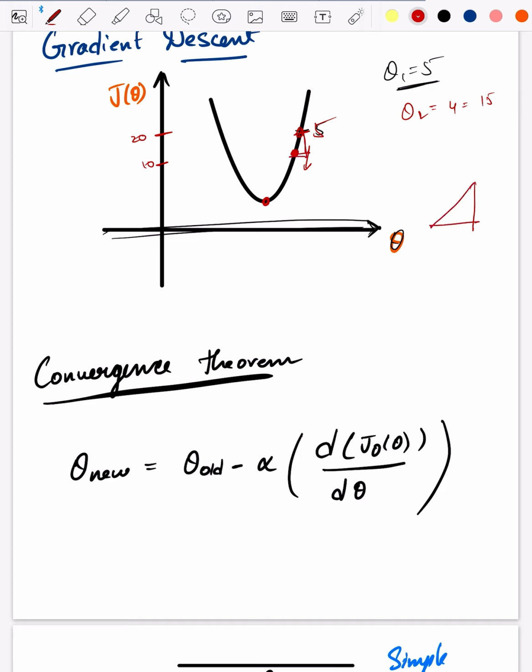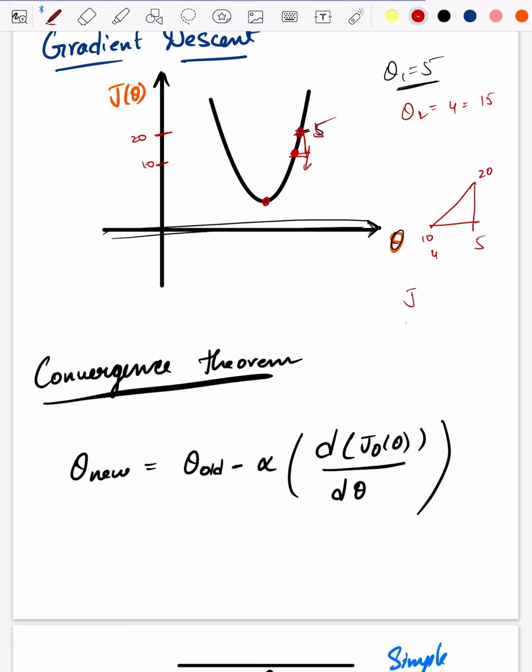This one I wrote here. This is 20, this is 10, and the value here is 4, here is 5. Now you're going to find the slope of it. 20 minus 10 divided by the change, 4 minus 5. So it's going to be 10 by 1. So after a unit change in theta from 5 to 4, oh sorry, it's the same thing.